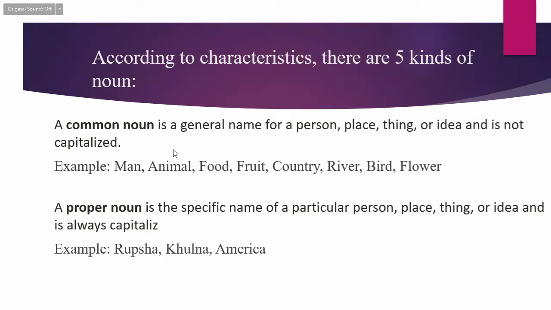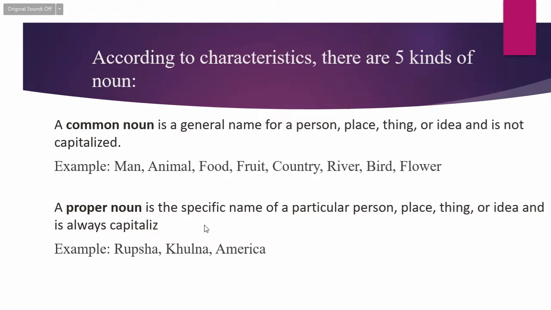Animal, you don't know how many animals are there, or you don't know which particular animal is there. You just know that there is animal. So it's not specified. So it's a common noun. Okay. So man, animal, food, fruit, country, river, all of these are common noun. If the river is named, then that would be a proper noun. As we can see the definition of proper noun.